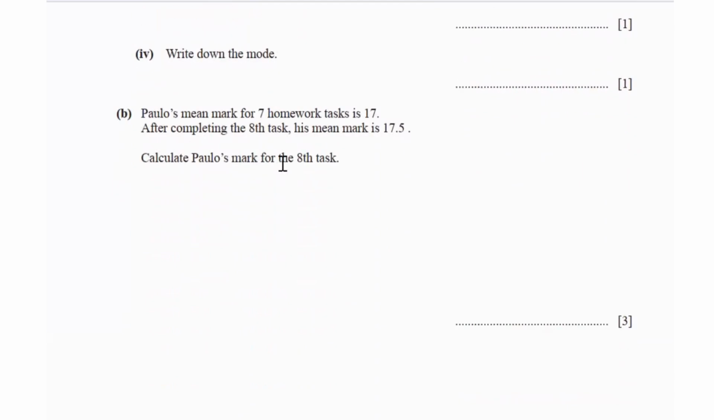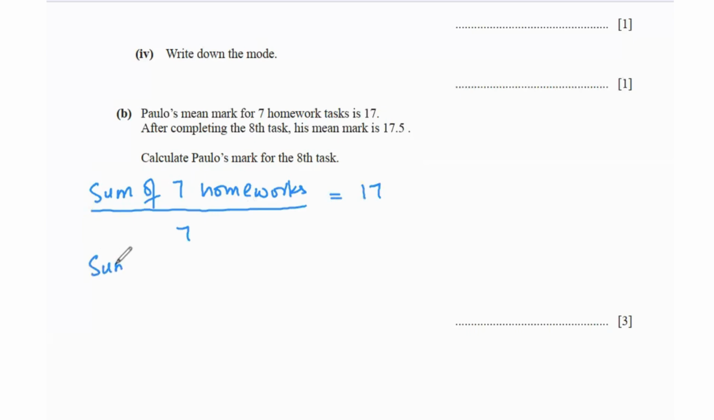Part B says Paolo's mean mark for 7 homework tasks is 17. After completing the 8th task, his mean mark is 17.5. Calculate Paolo's mark for the 8th task. For the first 7 homeworks, his mean mark is 17. So that means the sum of 7 homeworks divided by 7 equals 17, which means the sum would be equal to 17 times 7, which is equal to 119. Those are his total marks for the first 7 homeworks.